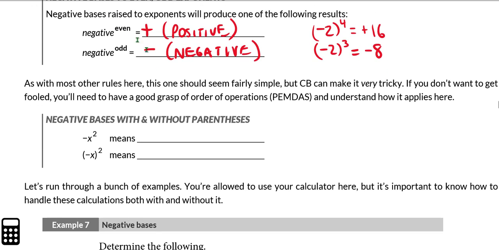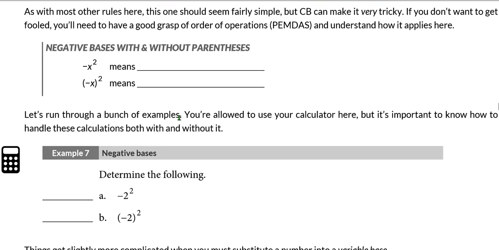In terms of negative bases with and without parentheses, we do need to understand what each of these notations means. When we see negative x squared, what that means is that we are going to square x, which obviously means multiplying x by itself. This is just PEMDAS, parentheses, exponents, multiplication, division, addition, subtraction. So we're doing the exponent first, and then multiplying by that negative. So again, we are squaring the x, which means multiplying x by itself, and then we are applying that negative.